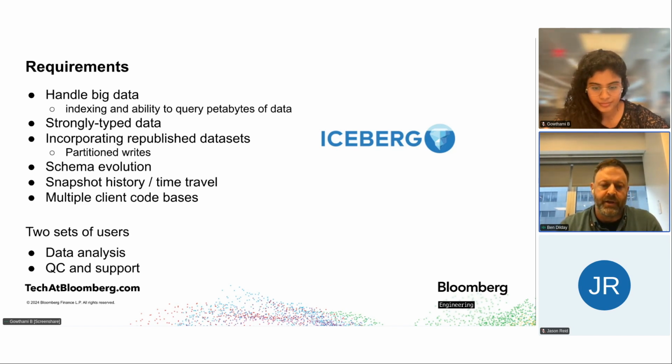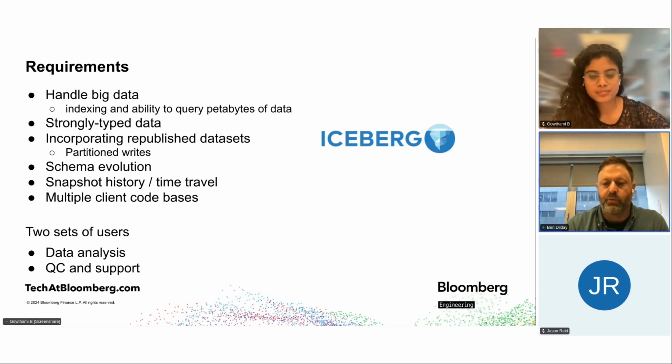So in the tables I'm going to describe, there's two sets of users. The first are data analysts. These are the financial professionals I described earlier, folks that are really interested in the data itself and using it to build their predictive models. The other one is the QC and support teams here at Bloomberg. So these are internal teams to Bloomberg. And it turns out that Iceberg has been really, really valuable for these folks. So I'll describe that as we go forward. Next slide.